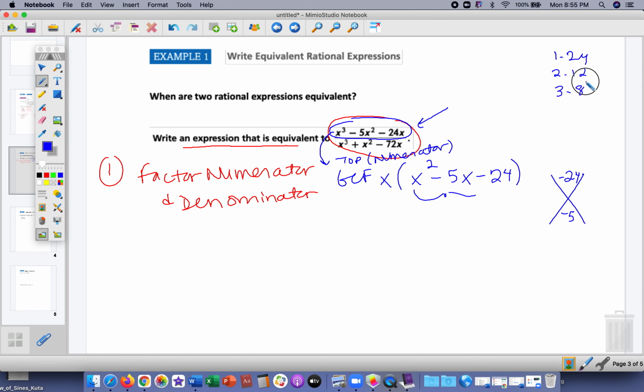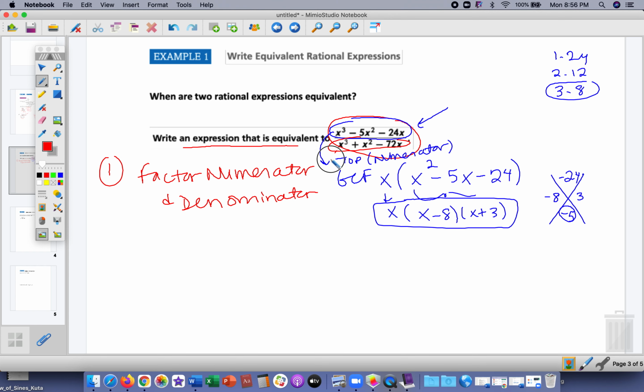3 and 8. Okay, this looks like I could play around with that and have one of those negatives, so they add to negative 5 and multiply to negative 24. So if they add to negative 5, the 8 has to be negative. Otherwise, if the 3 was negative, it would be positive 5. So we have our factors. X minus 8 times x plus 3. We bring down our GCF. So this is our top factored, okay?